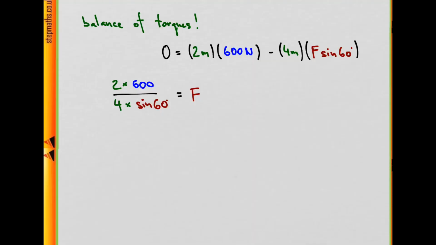And when we rearrange this equation for F, which we are supposed to find, and simplify further, we get 300 over sine 60. We're not supposed to evaluate that, we're supposed to leave it like that, and this was one of the options given in the exam, option E.